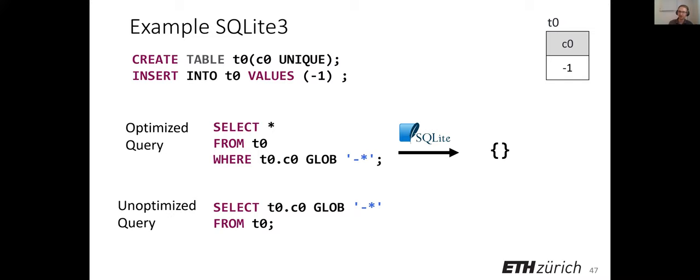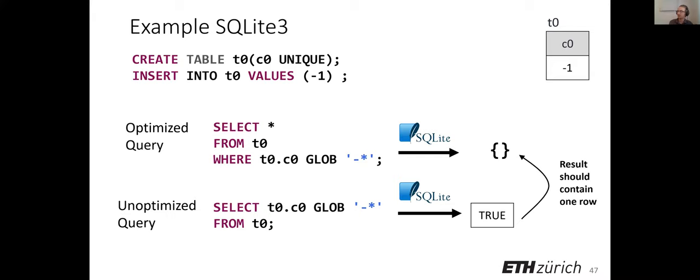It returned, because now the bug is fixed, an empty result set. And for the unoptimized query, it returned a single row, which is expected, but the value in there is true, from which we can infer that the result should actually contain a row, which was not the case, and which is why we could detect this as a bug and report it to the SQLite developers.